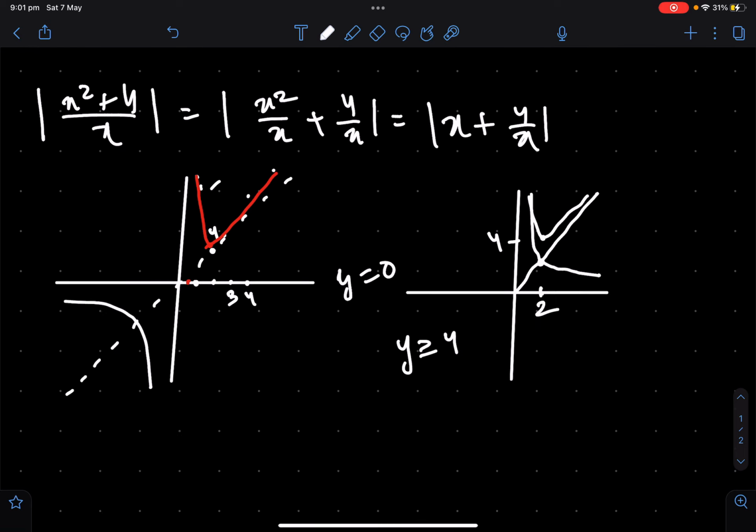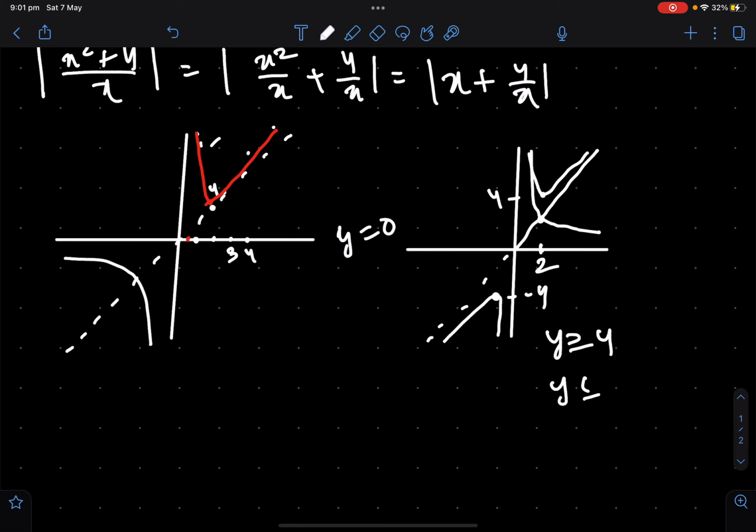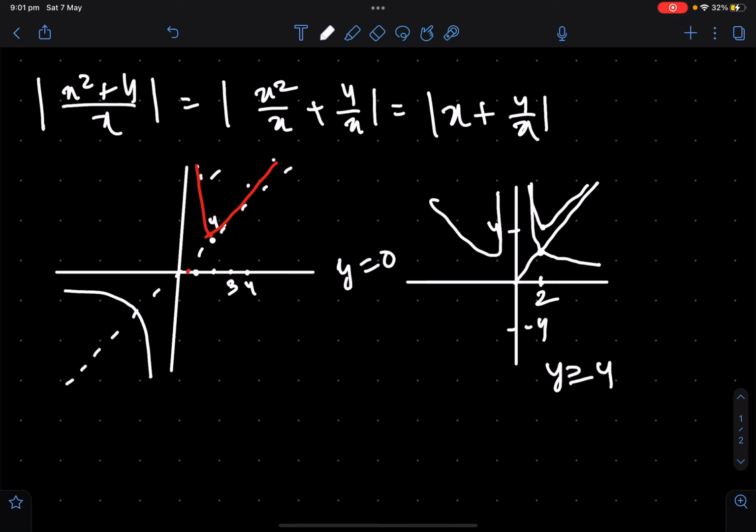Now, normally, without the absolute values, our graph would be reflected like this, meaning this value would also be negative 4. And our range would be y is greater than or equal to 4, and y is less than or equal to negative 4. However, since we have an absolute value at the front, these negative values at the bottom are going to be reflected upwards. So these values will be like this. And this value will also be 4 because the absolute value of negative 4 is just 4. Meaning our final range is just y is greater than or equal to 4.